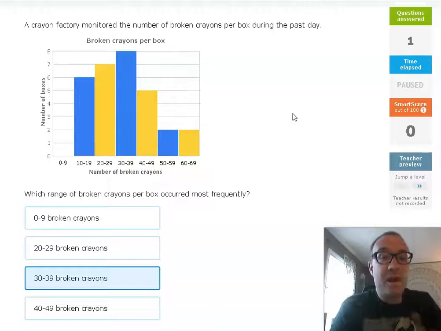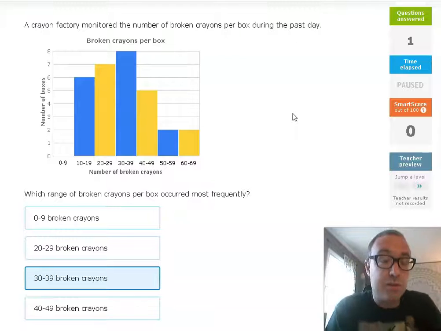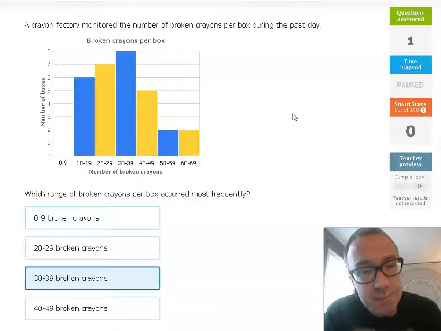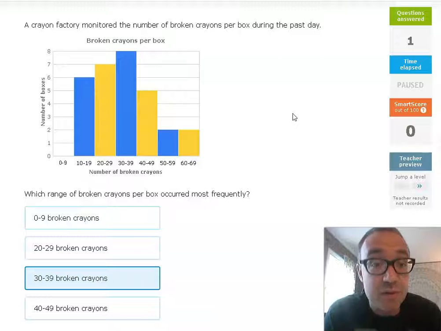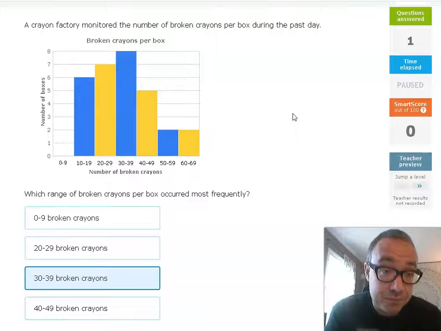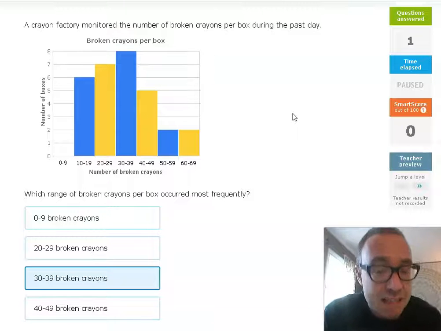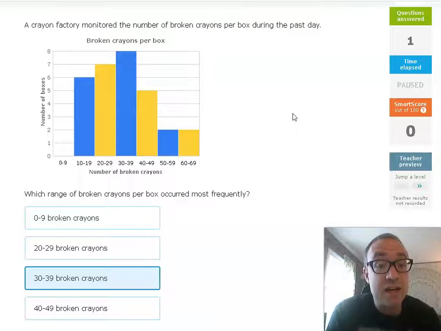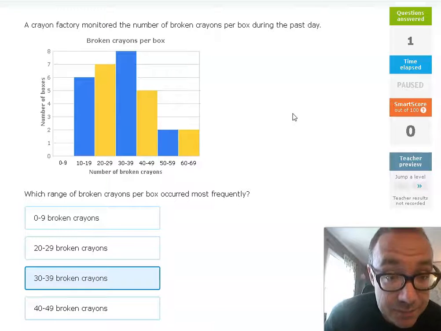Could you figure out the mean number of broken crayons per box, the average? No, you can't. Maybe you can estimate, but you can't because we don't have the individual data. Can you get the median? You could actually figure out where the median lies based on the picture, but you cannot get the exact median.